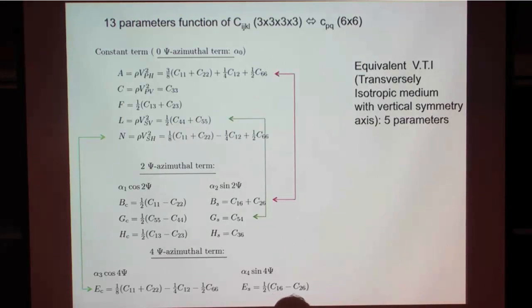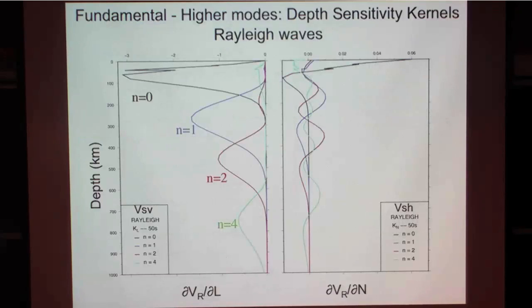Thank you. Okay, so I will show some example of what happened. What I want to show is that we have the zero psi term with 5 parameters, and from the azimuthal terms, we need 8 additional parameters. But as I told you, it's a lot of parameters. And I forgot to mention the second part.